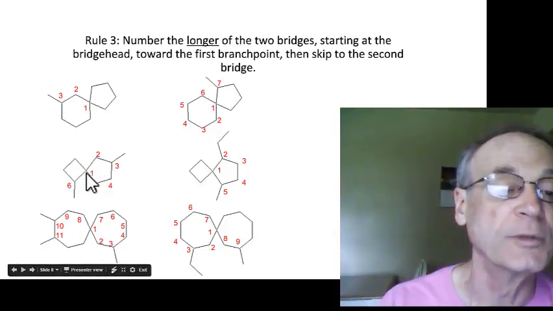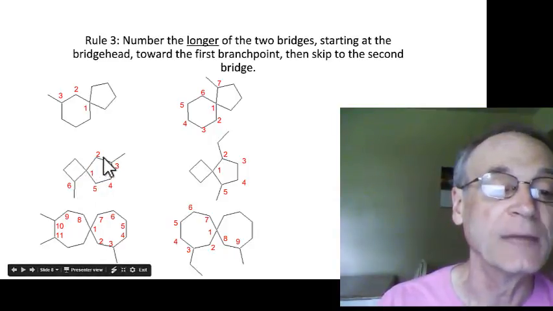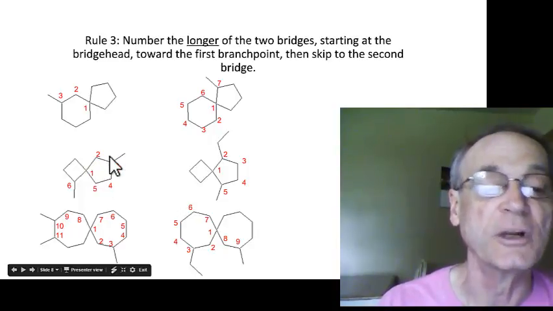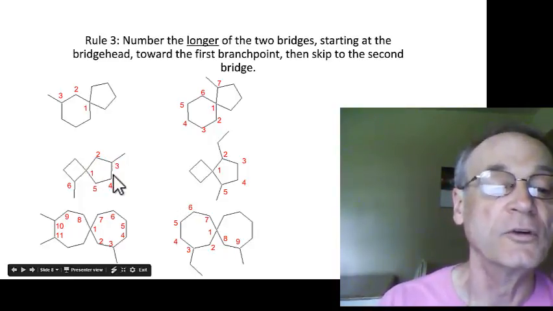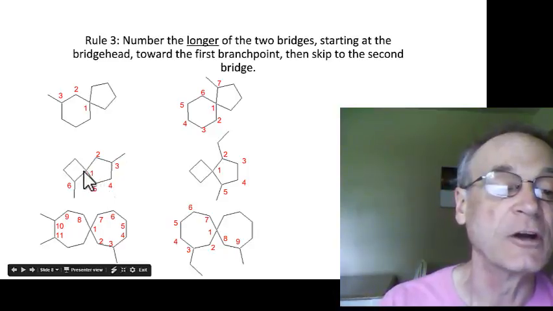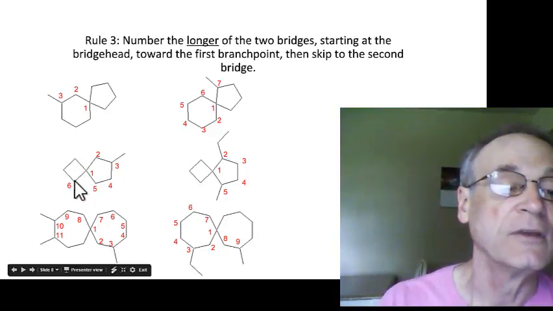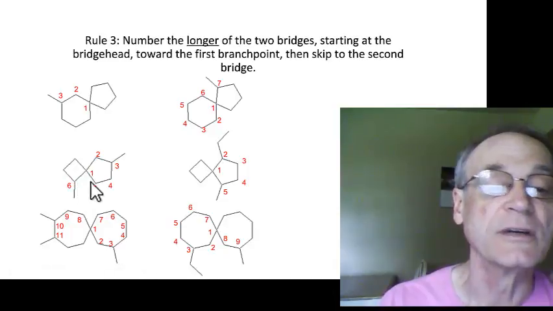Even though this methyl group would be closer if we went this way, we can't because this is a longer bridge. So that's 1, 2, 3, as opposed to 1, 2, 3, 4. Again, you go whichever direction will get you to the first branch point first. So this is 1, 2, 3, 4, 5. Then again, we skip that carbon and we go to number 6. So that second methyl group is at carbon number 6.